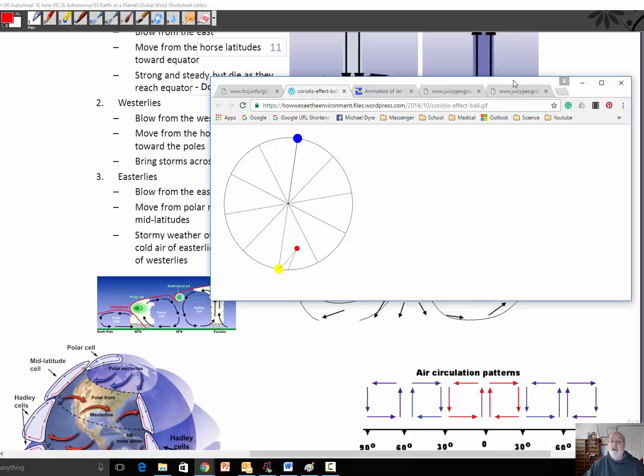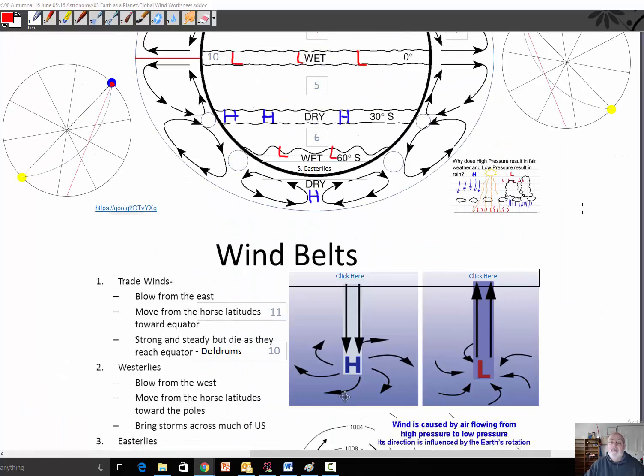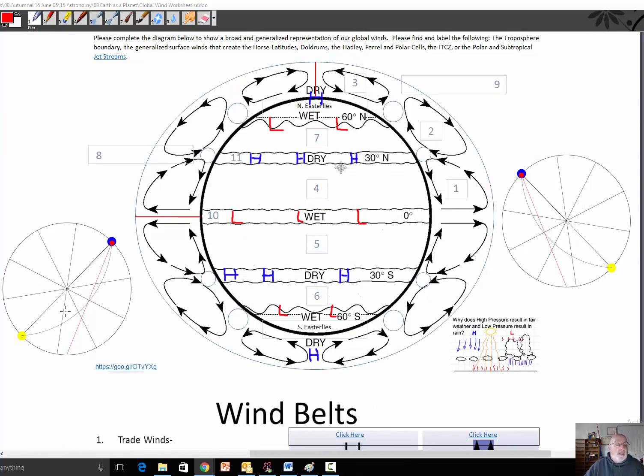So let me move this out of the way. Let me scroll up here, and here's that red line with the lower southern hemisphere's spin moving to the left. And here's the red line with the blue line curving to the right for the northern hemisphere.